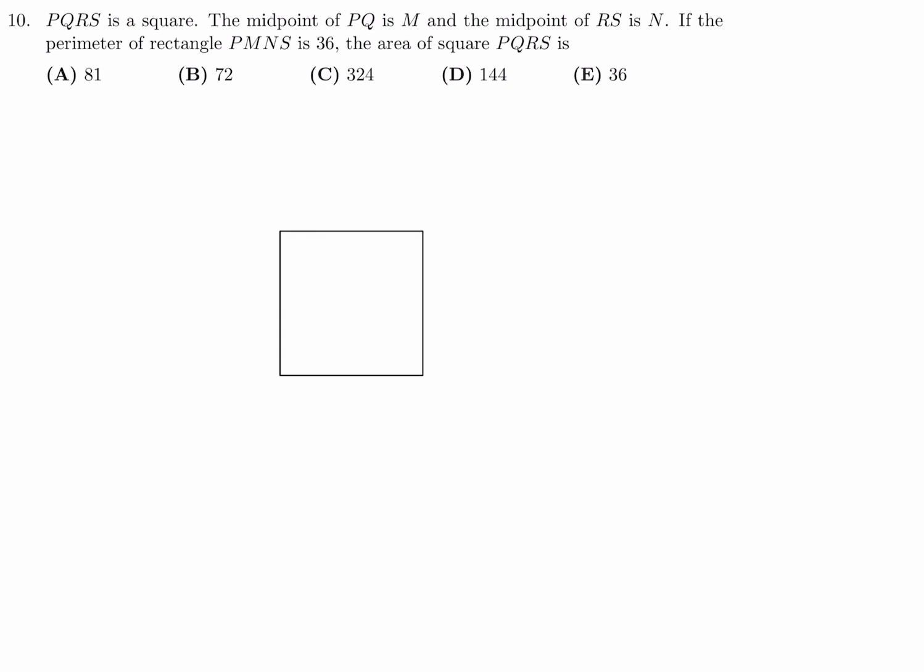PQRS is a square. The midpoint of PQ is M, and the midpoint of RS is N. If the perimeter of rectangle PMNS is 36, the area of the square is... PQRS, the midpoint of PQ is M, and the midpoint of RS is N.